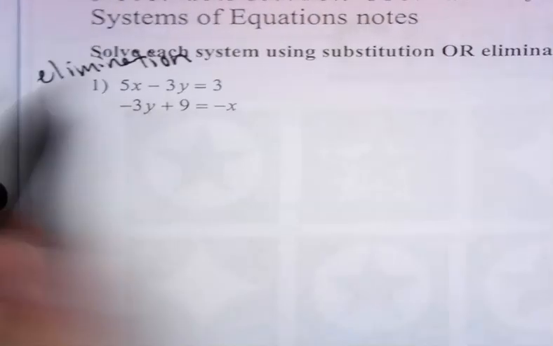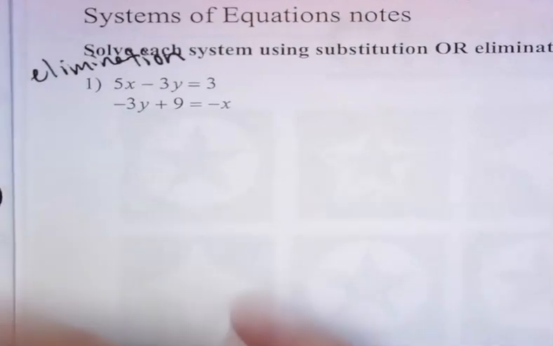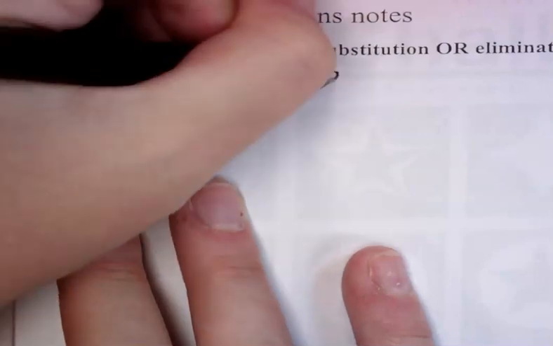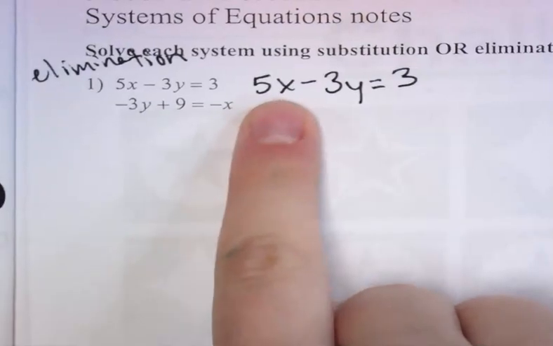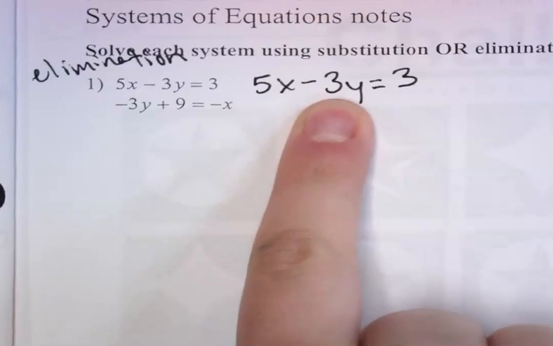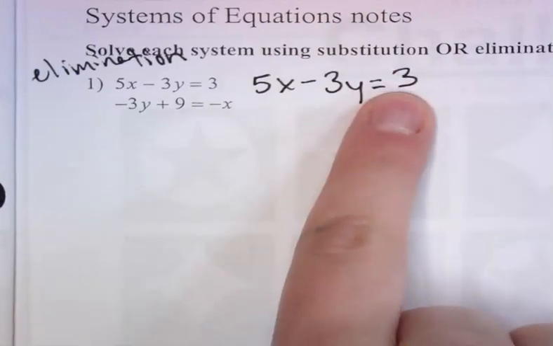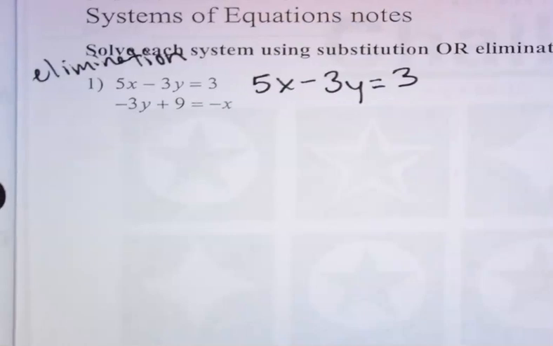I'm going to actually just rewrite this first one the exact same way next to it. So 5x minus 3y equals 3. And in this bottom equation, I'm going to rearrange it in a way that will allow my x's to be on the left-hand side of the equation, my y's to be here on the left-hand side, and then my separate numbers to be on the right-hand side of the equation.